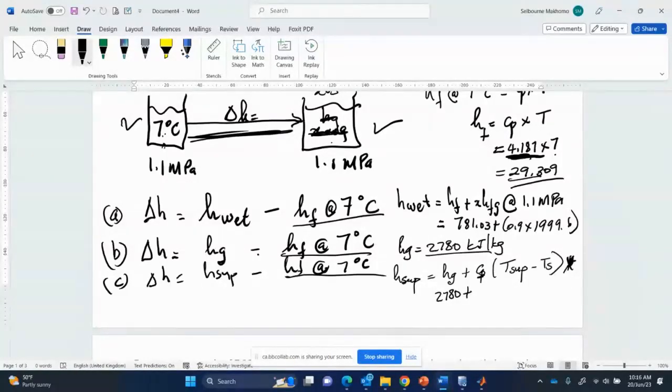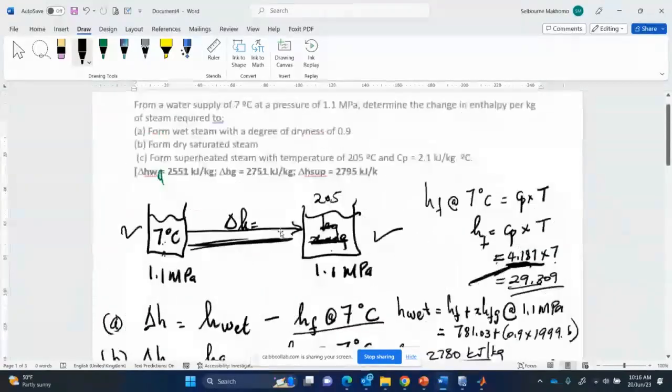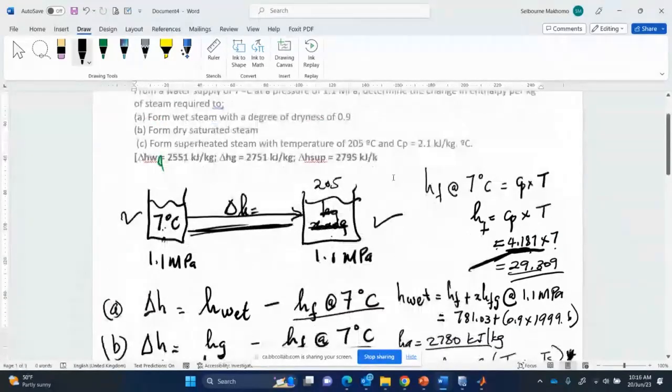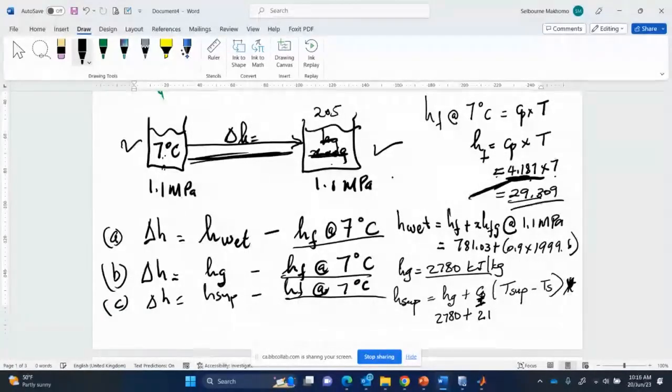If it's not given, you don't use this method. Cp in this case is given, and this Cp, because it's superheated steam, is not the same as the one for water. You cannot use this Cp here for H super. You can only use this formula if Cp is given. If it's not given, I will show you which method to use. So Cp is given as what? Let's go up: 2.1, bracket, T super is 205. It is given, 205.